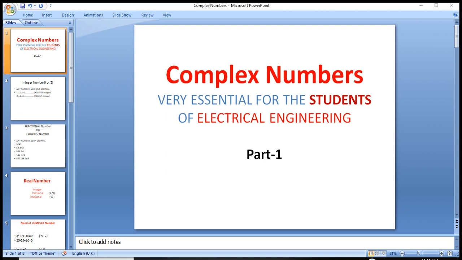Current session is on complex numbers. The use of complex numbers is very essential for the students of electrical engineering. This is part 1 on complex numbers.